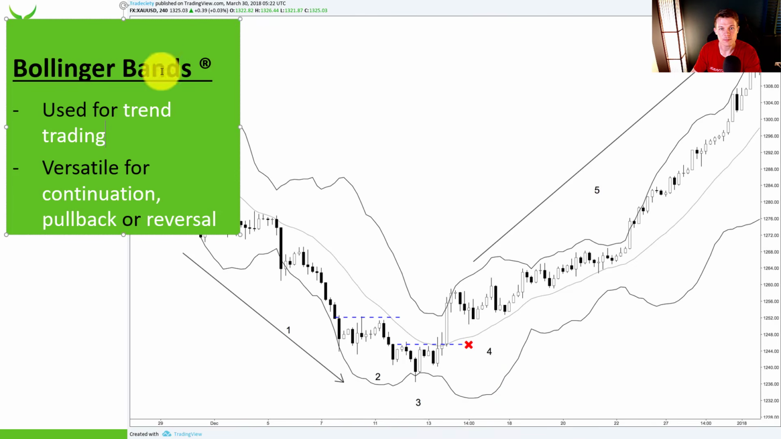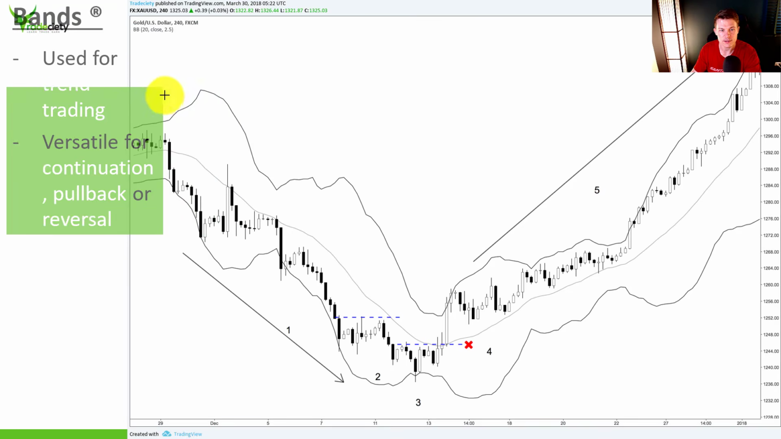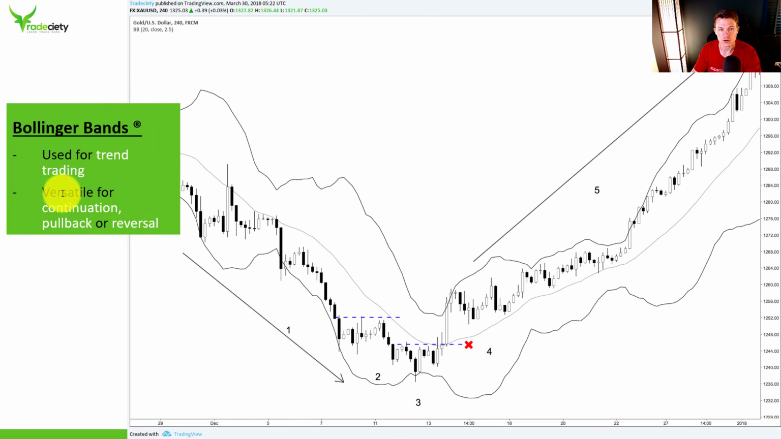Bollinger Bands are one of my absolute favorites. They are used for trend trading, but they can also be used for continuations, pullbacks or reversals. And I plotted the 2.5 standard deviations here on the chart. Generally speaking, and by default, you use the 2.0 standard deviation, but I like to increase it to just have a little bit more meaningful signals. And what happens in a healthy trend, you will see that the market moves between the middle line, which is the 20-period moving average, and the outer Bollinger Bands. And it's usually moving very close to the outer Bollinger Bands.